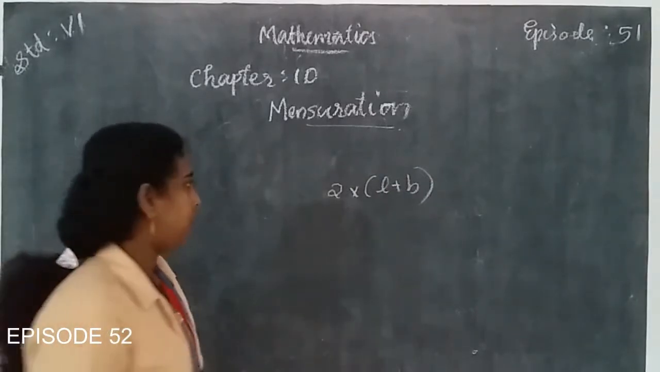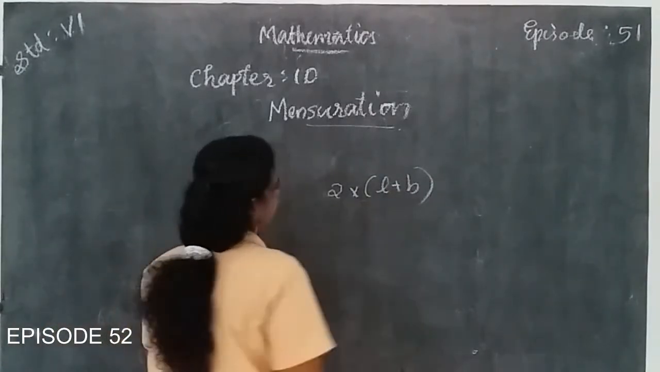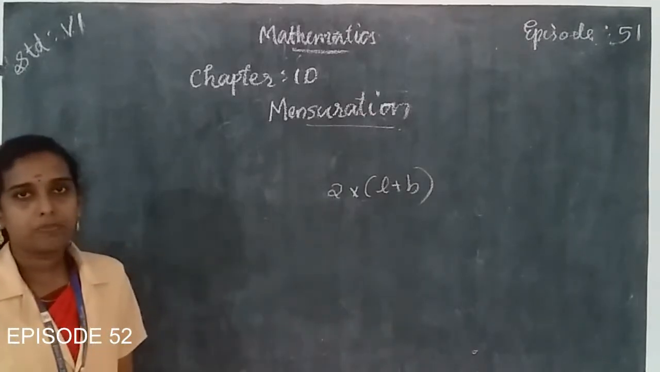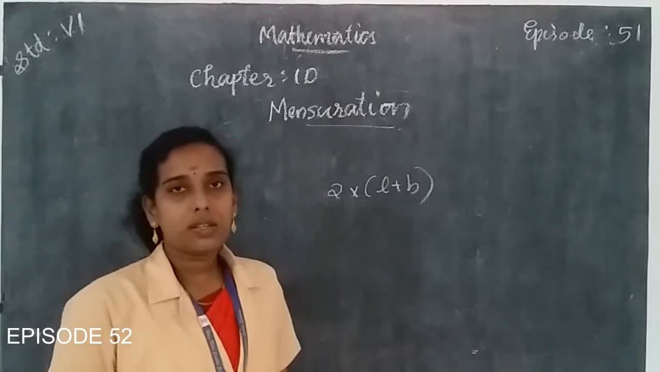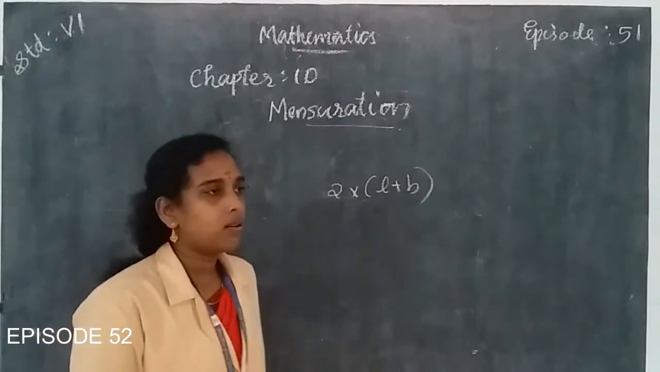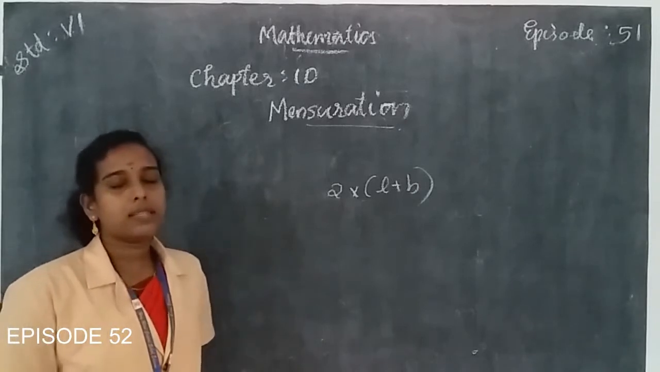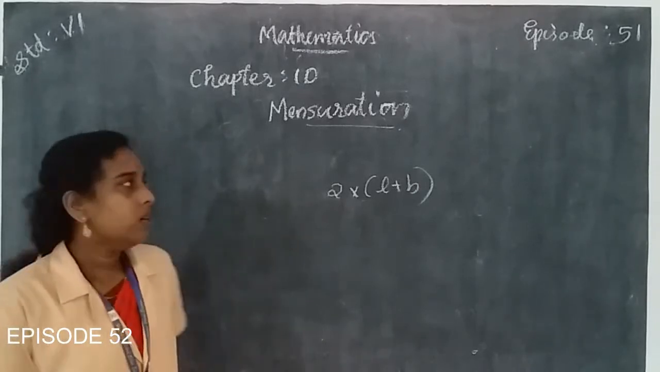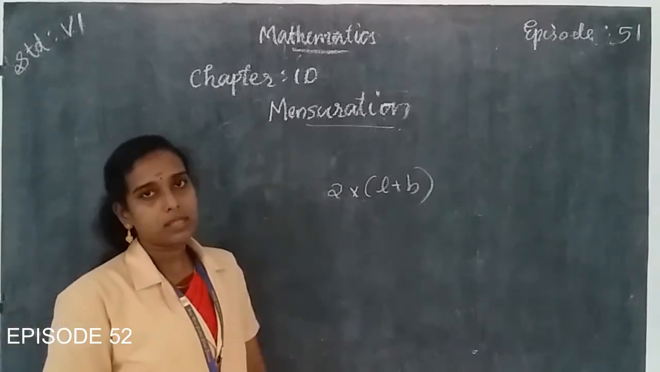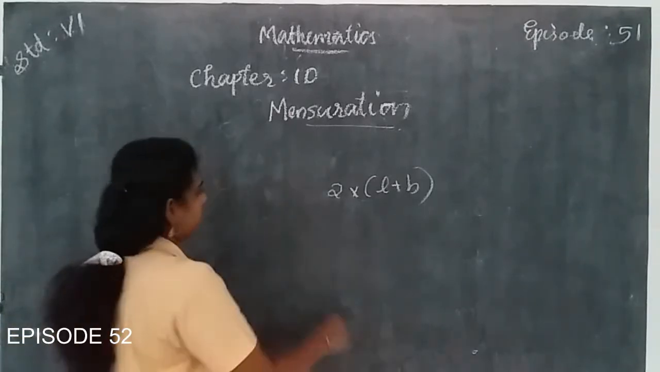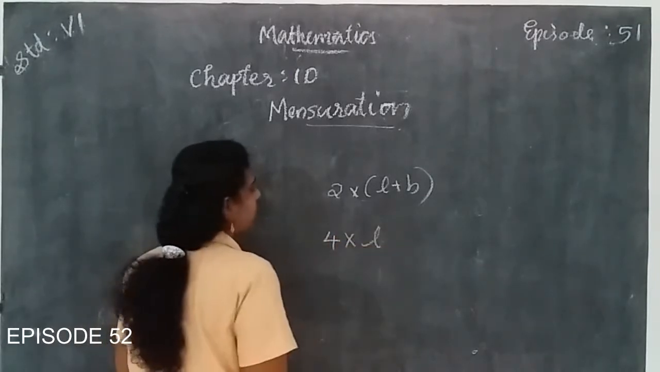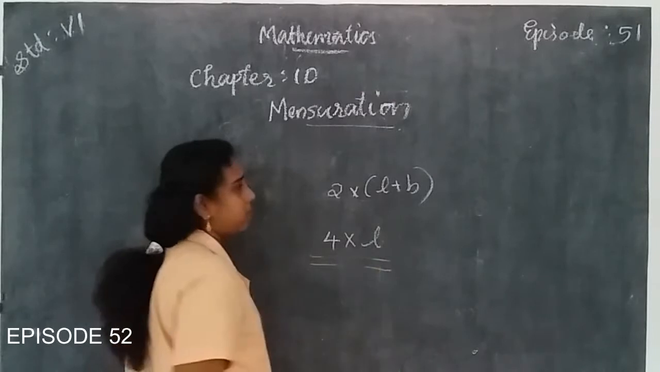breadth. Then, how to find the perimeter of a regular shape? The perimeter of a regular shape is equal to number of sides into length of one side. Regular shape means all the sides are of equal length. If you consider a square, it's a regular shape because all its sides are of equal length. The number of sides in a square is 4, so 4 into length of one side is the equation to find the perimeter of a square.